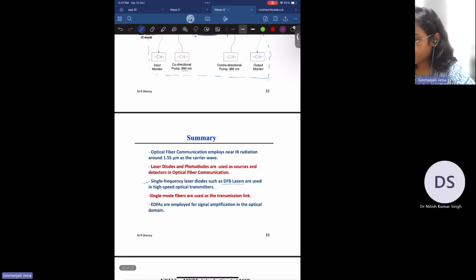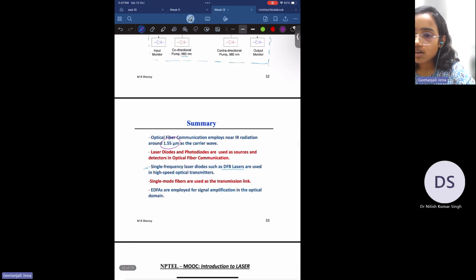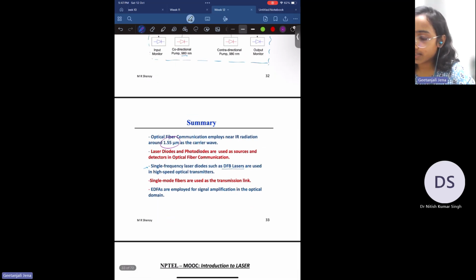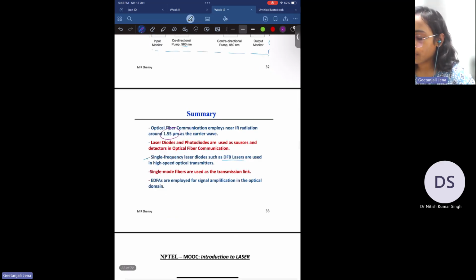So these are the summaries of week 12, part 1. Optical fiber communication employs near infrared radiation around 1.55 micrometer as the carrier wave. This is because it is the low loss window of the optical fiber, and the lowest loss is controlled by Rayleigh scattering. Okay, so please remember these scientific terms, that is Rayleigh scattering or TIR. So these are the concepts. Questions may be asked based on these concepts.